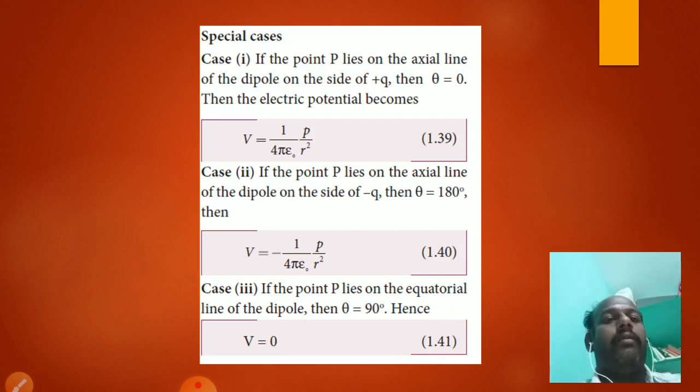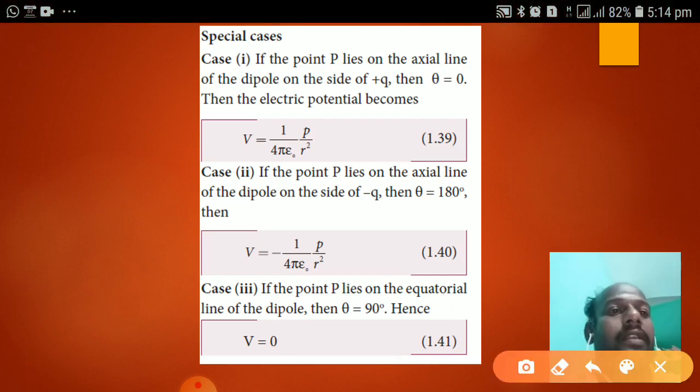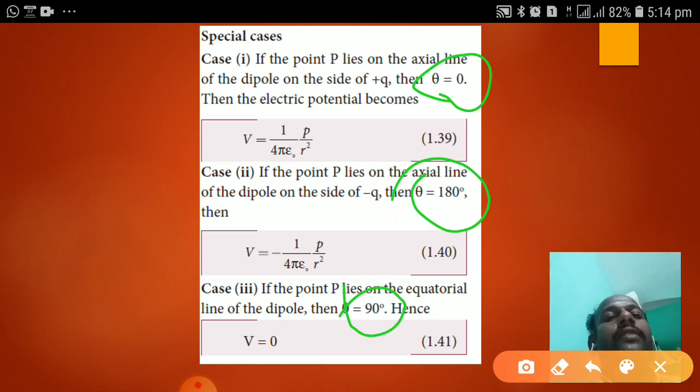So by substituting the various values, theta is equal to 0, theta is equal to 180, and theta is equal to 90, we will be having various values of V. When theta is equal to 0, V is a positive value, so the point will be located near the plus q. When V is negative, the point will be located near the minus q. And when theta is equal to 90 degrees, V is equal to 0.